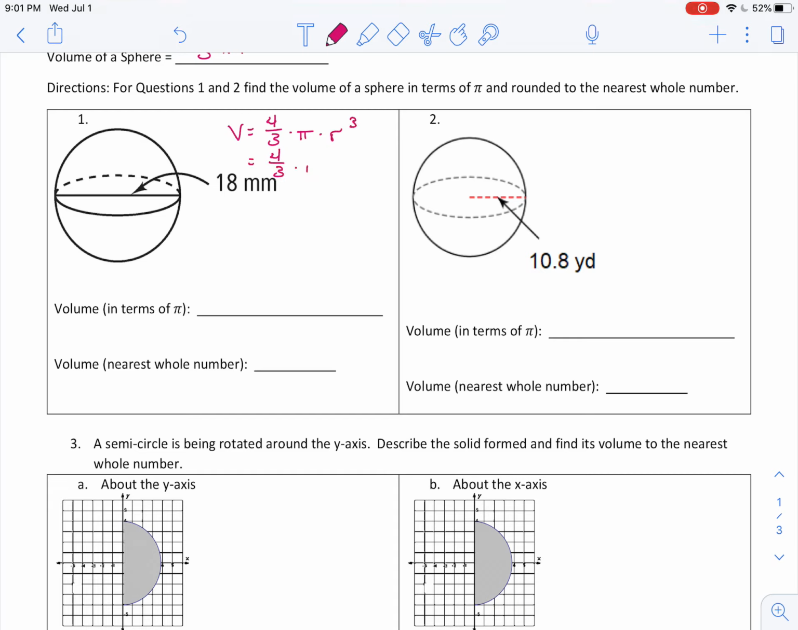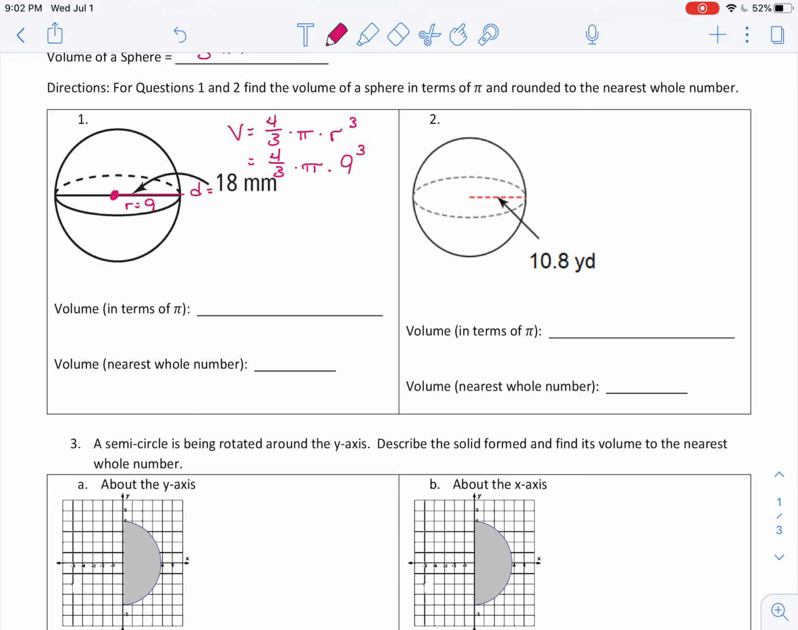So I need to substitute in r. That is the nice thing about this formula. There's just one thing to plug in. So I need to know the distance from center to edge, which I don't currently know. 18 is the diameter because it goes all the way across. I don't want that. I want to start at the center and then go across. So I want half of what they gave to me. So if this is the diameter, then the radius is half of 18. That's what I'm going to plug in here to the third power.